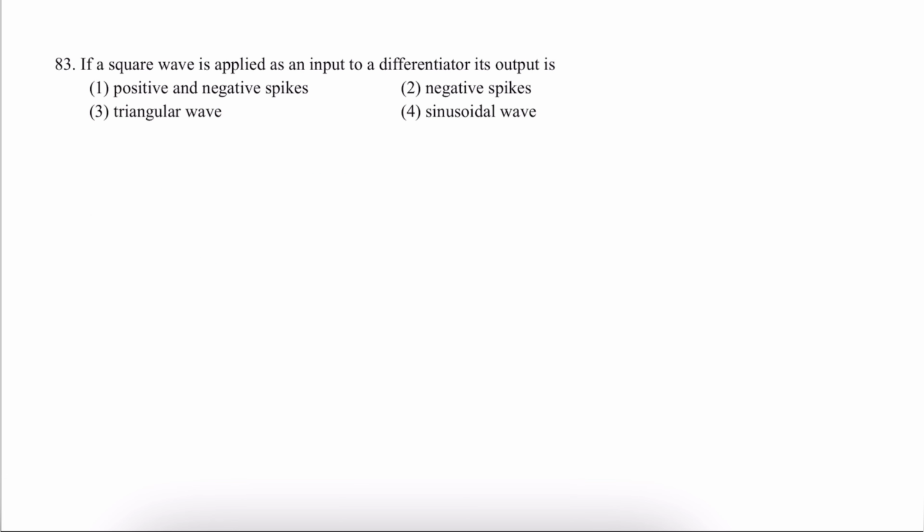Question 83. If a square wave is applied to a differentiator, then the output is. So a differentiator is given, the input is a square wave, and we need the corresponding output. If a square wave is applied to a differentiator, the output is positive and negative spikes. Obviously, the output is nothing but a spike signal with positive and negative peaks. So the correct option is 1.